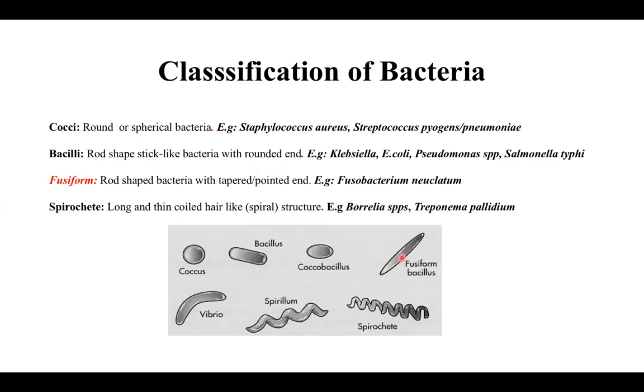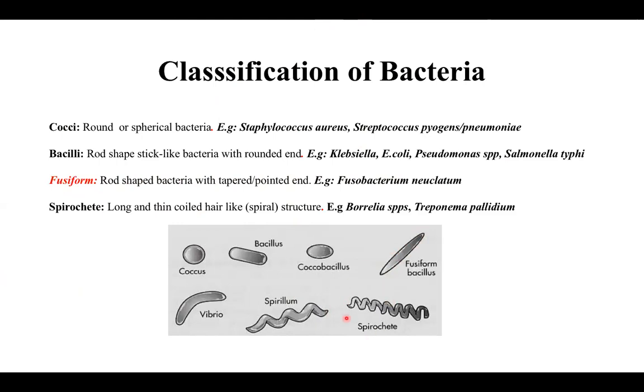Some bacteria have rod-shaped structures, but the ends of these bacteria are pointed in nature. They are known as fusiform bacteria. Examples are Fusobacterium nucleatum.